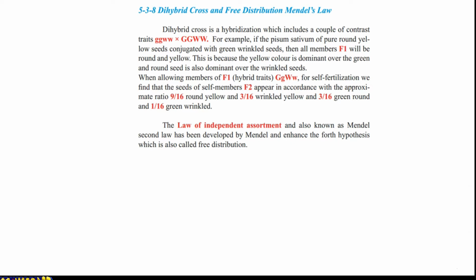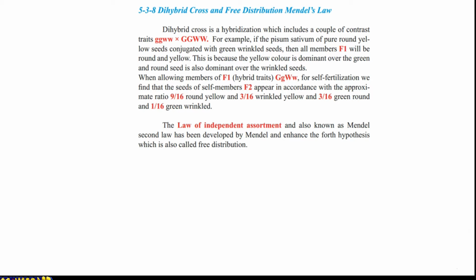Until now, we studied monohybrid cross, which is crossing of two organisms for just one trait, like red crossed with white, or tall crossed with short. But now, in the dihybrid cross, we cross two organisms for not one, but a couple of contrasting traits. Like what? Like round and yellow seeds crossed with green and wrinkled, or red colored and axillary positioned flower with another white and terminal positioned flower. So in the dihybrid cross, we use a couple of traits for each of the two organisms.